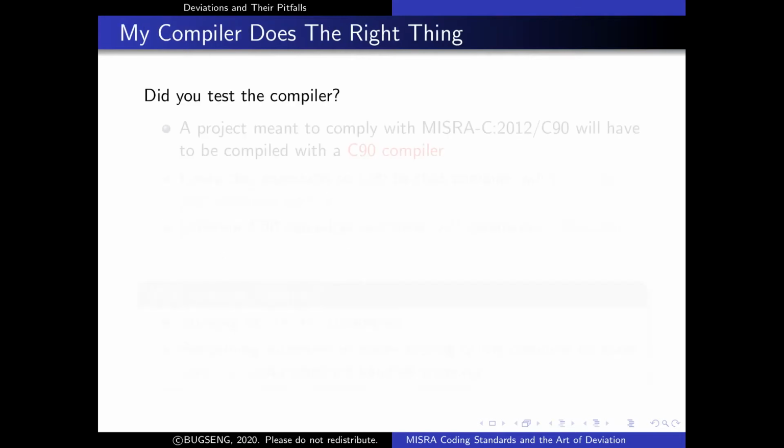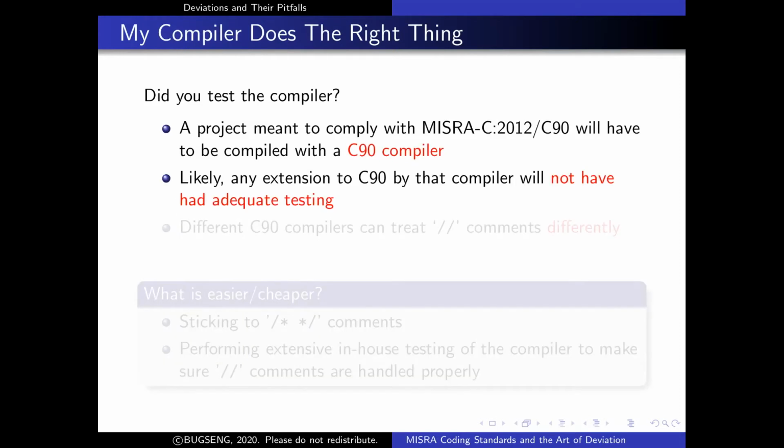And the other thing, my compiler does the right thing. The question would be, did you test the compiler? Because if you have a project that has to comply with MISRA C 2012 in the C90 variety, you have to use a C90 compiler. The C90 compiler may have been written before // comments were standardized, and maybe the treatment of // comments by that compiler has not been tested sufficiently. And it is a fact that different C90 compilers treat // comments differently.